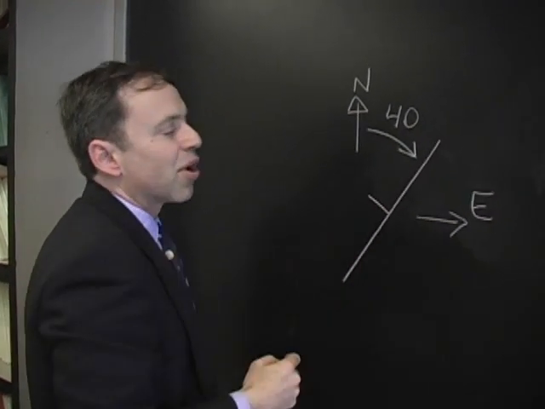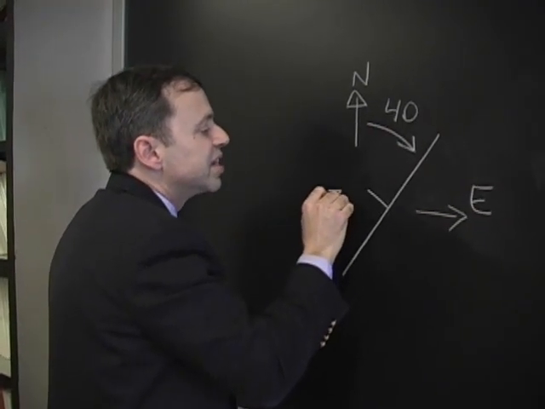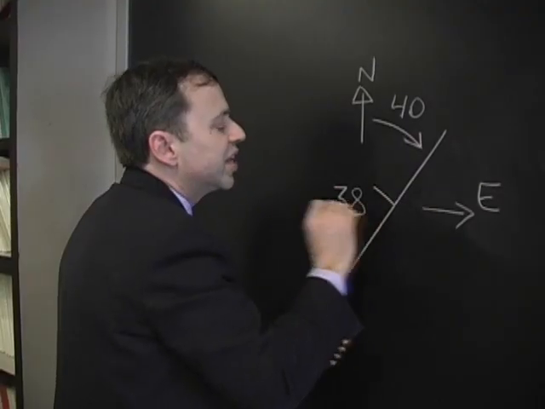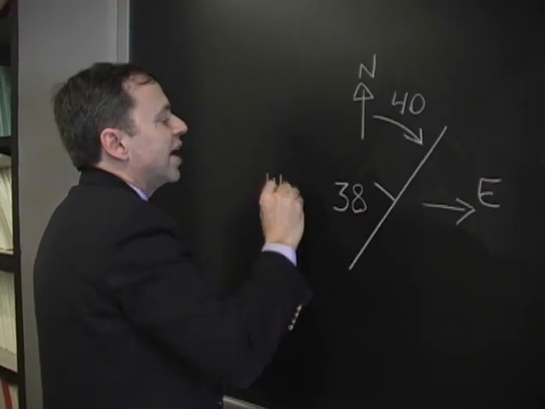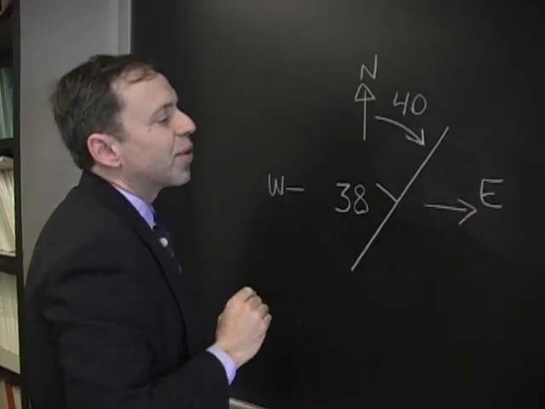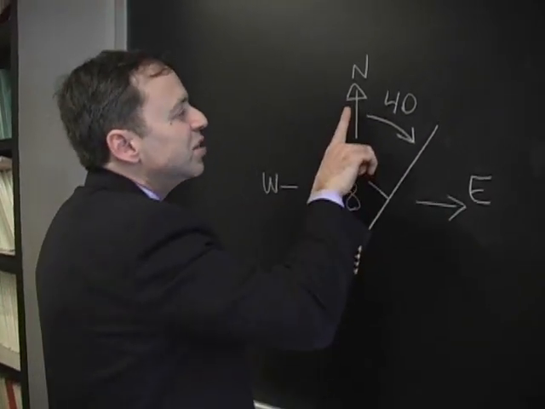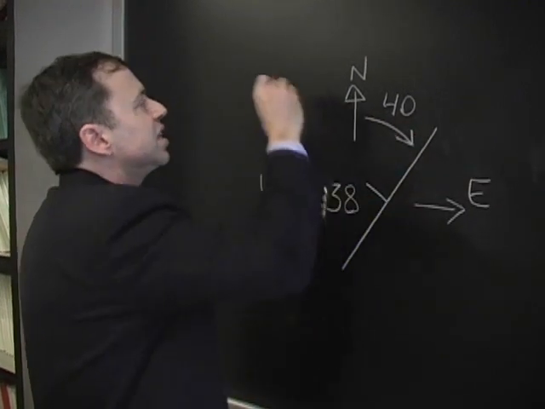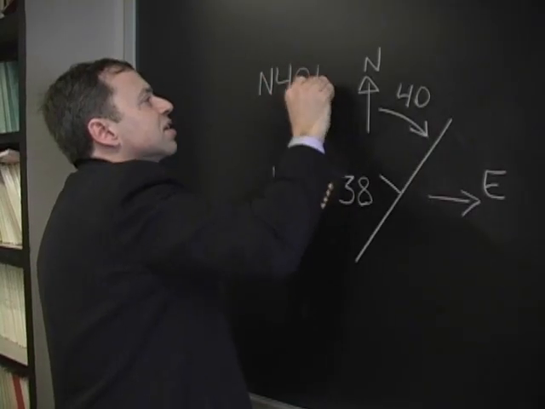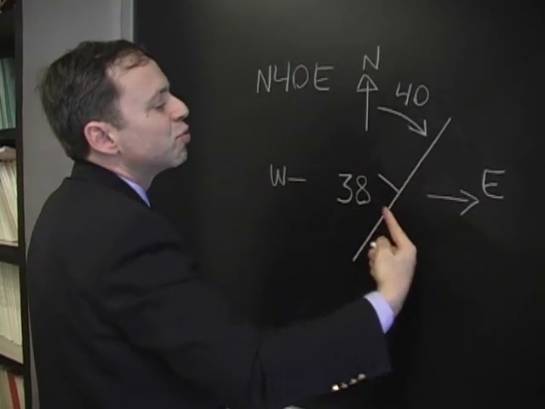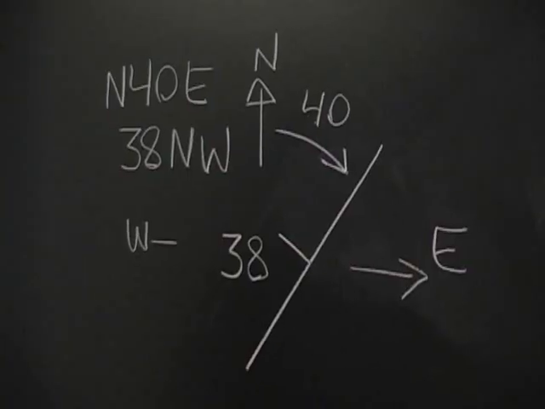The dip tick mark has to have some number next to it telling you how many degrees dip you have, 38 for example, in the direction of northwest. So if we were to write this out in terms of strike and dip, this would be north 40 degrees east, and the dip would be 38 degrees towards the northwest.